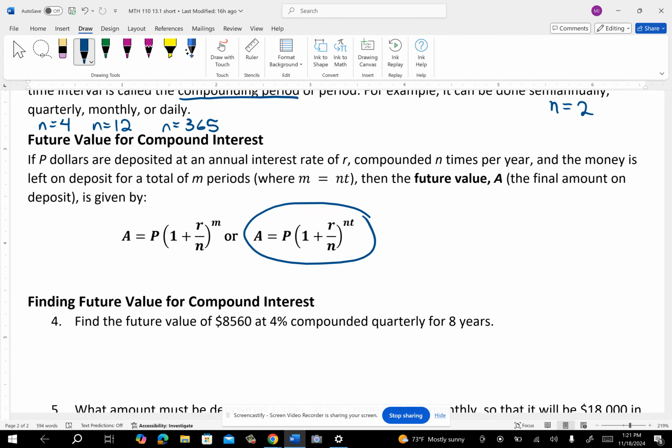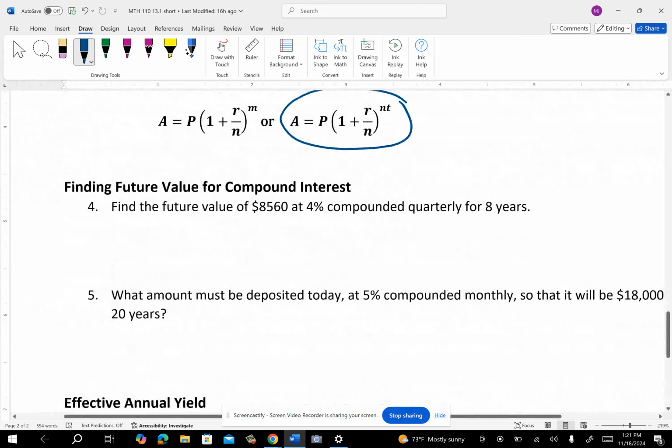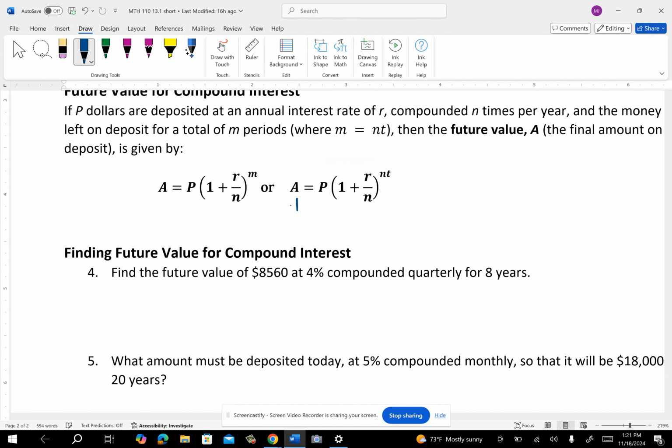In this formula, the A is still the future value or amount, just like it was with simple interest. The P is still the principal. Let me go ahead and label those. The A is still the future value. The P is the present value or the principal, the amount that you borrow or the amount that you deposit. Compound interest is typically for things you deposit.